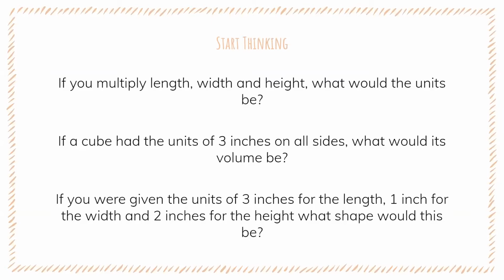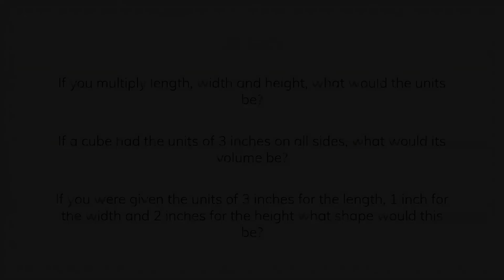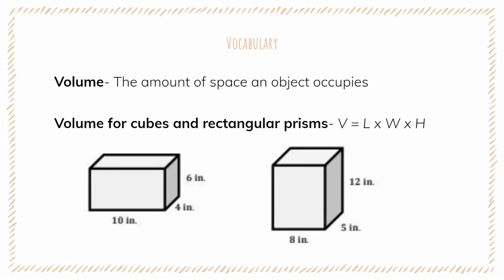I will go back to the volume formula if you didn't remember, and then if you could jot that down, you'll be using that the entire lesson. And then if you were given units of 3 inches for the length, 1 inch for the width, and 2 inches for the height, what would the shape of this be? So I'll go back to this vocabulary slide for a sec and have you write down this formula. The volume equals length times width times height, so that you remember, and we will be using that throughout the whole lesson.